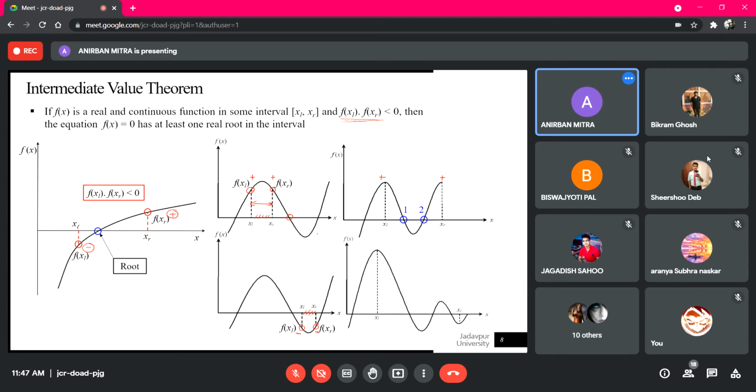Let's consider this one. Here we have f of xl as positive and the f of xr on the right hand side is negative. So it satisfies the condition given in the theorem. This condition is satisfied. But how many roots are present here? At three different places, this curve fx crosses the x-axis. So that means there are three different roots present here.